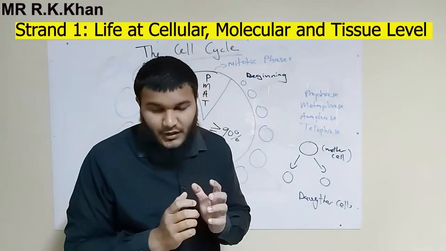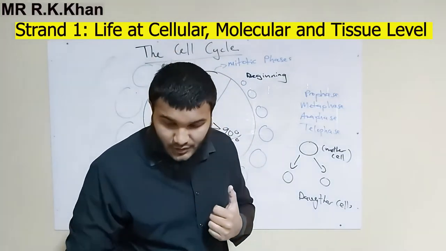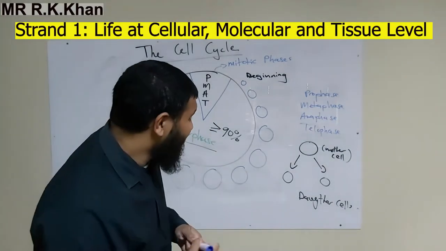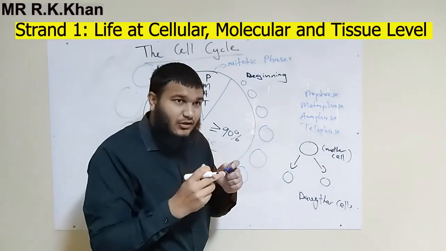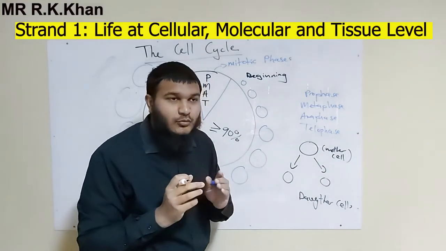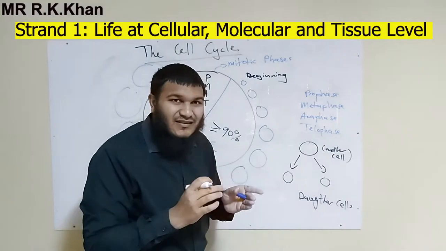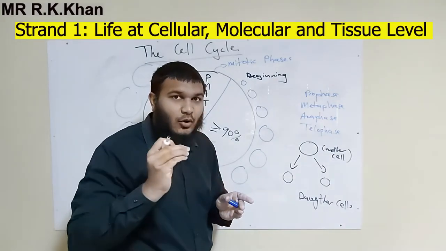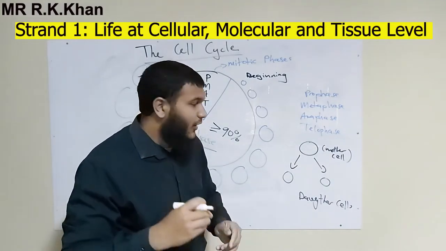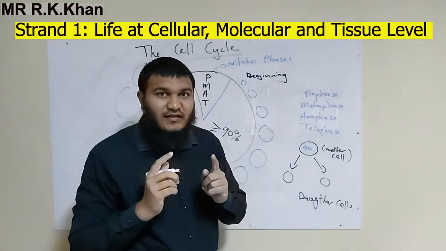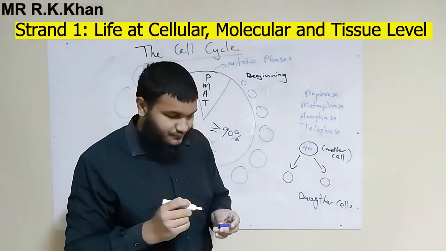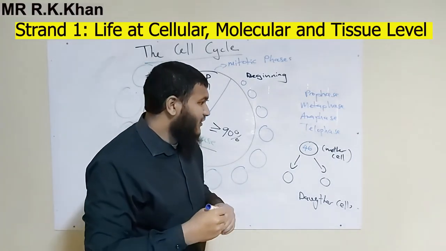Right. So before mitosis can occur, what needs to happen? We already discussed the mother cell, our human cell. Let's say this is a human cell. We're talking about humans now. Each cell in our body has how many chromosomes? We said in the previous lesson it has 46. 46 chromosomes.